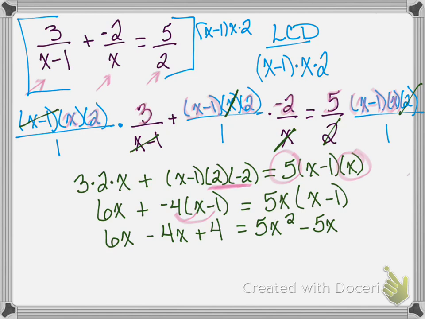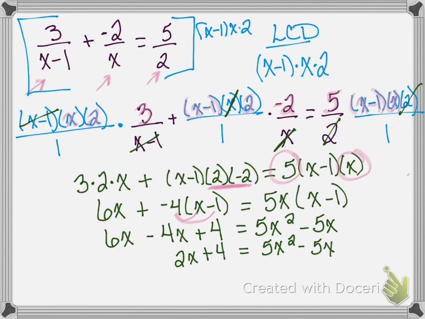And hopefully we're recognizing that we're moving towards a quadratic. And anytime I'm dealing with a quadratic, what do I have to set that quadratic equal to? So I am going to actually move everything to the right. I do have one more thing I can simplify though. Do you see the 6x and then minus 4x? Okay, so I'm going to say 6x minus 4x is 2x plus 4 equals 5x squared minus 5x.